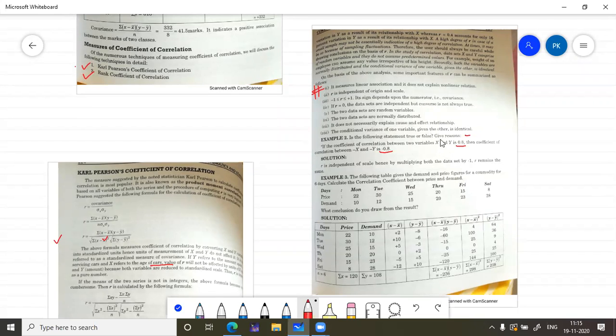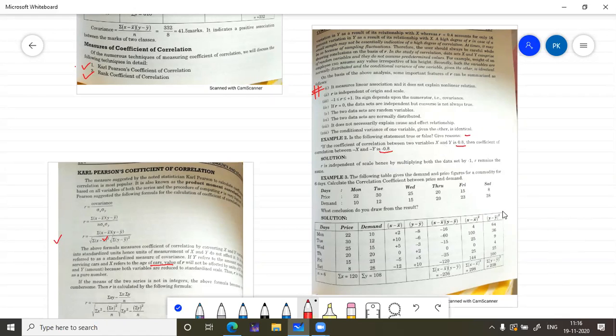So if the coefficient of correlation between two variables is 0.8, then the coefficient of correlation between -x and -y will remain 0.8. It will not be -0.8, because r is independent of change of origin and scale. So if I multiply anything in a data set, there will be no impact on the correlation. The correlation between the variables will always be the same. So these are the properties of correlation.